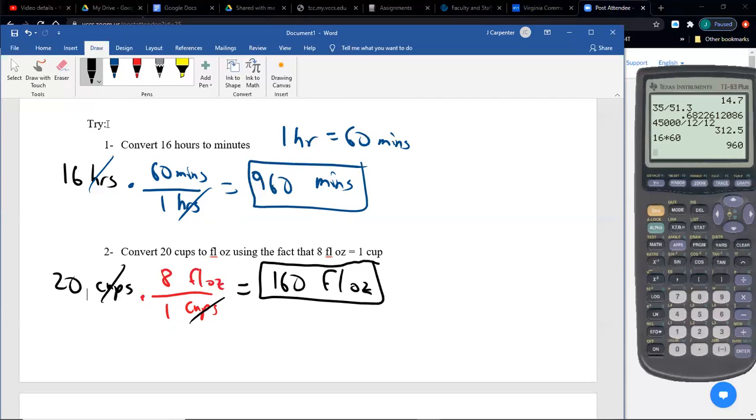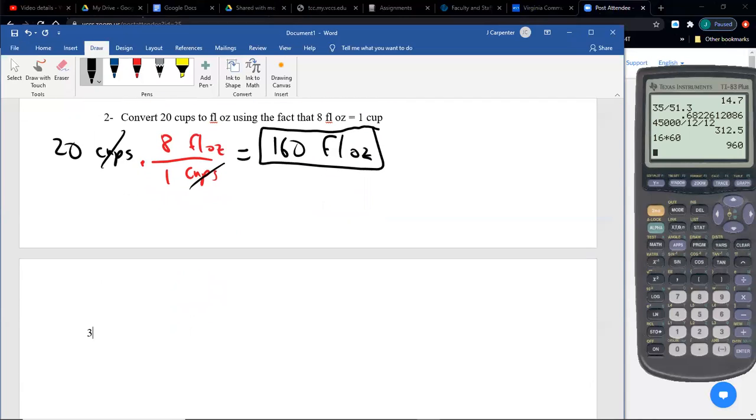All right, let's do 2 more. Convert, what did I want to do for this one? It was 11. It wasn't miles. It was 11 inches to centimeters, using the fact that 1 inch is equal to 2.54 centimeters.